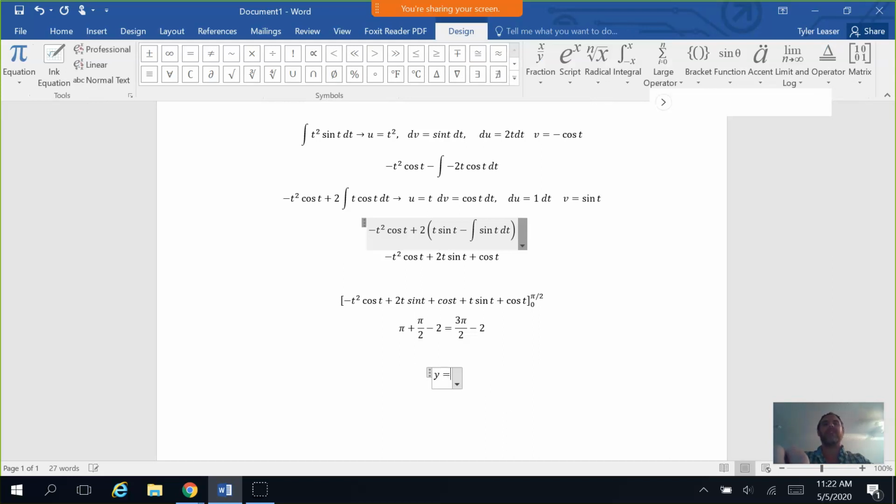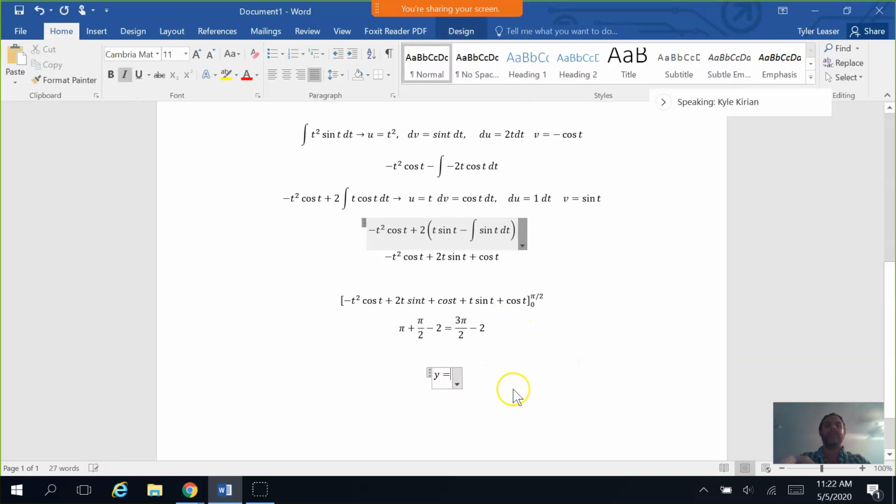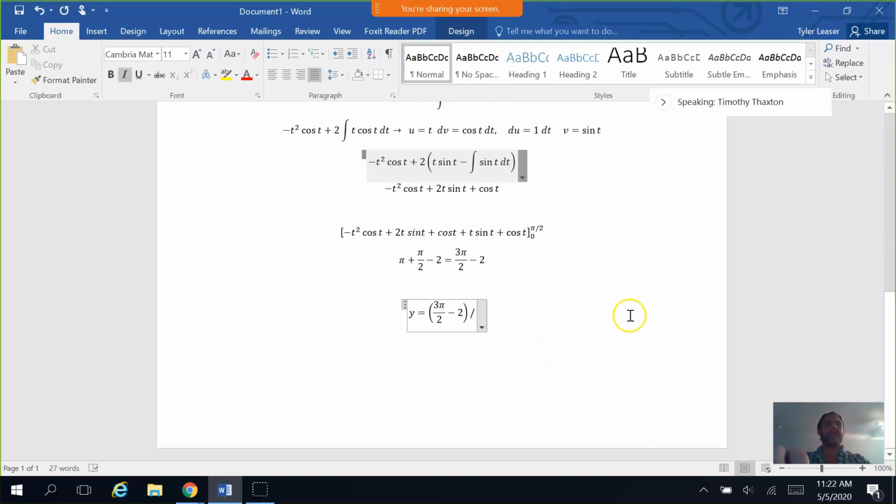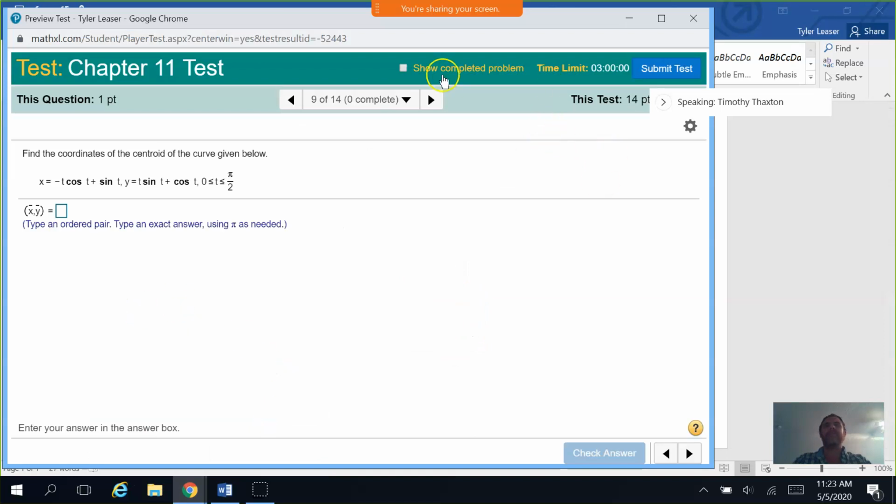Because the y component of the center of mass is going to be this thing, 3 pi over 2 minus 2. That thing divided by the total mass. The total mass we had found a little bit ago. Pi squared over 8. Well, close enough. And then you could try cleaning that up if you want to, but you could probably just plug that right in, just like that, and I'm pretty sure the homeworks would take that.